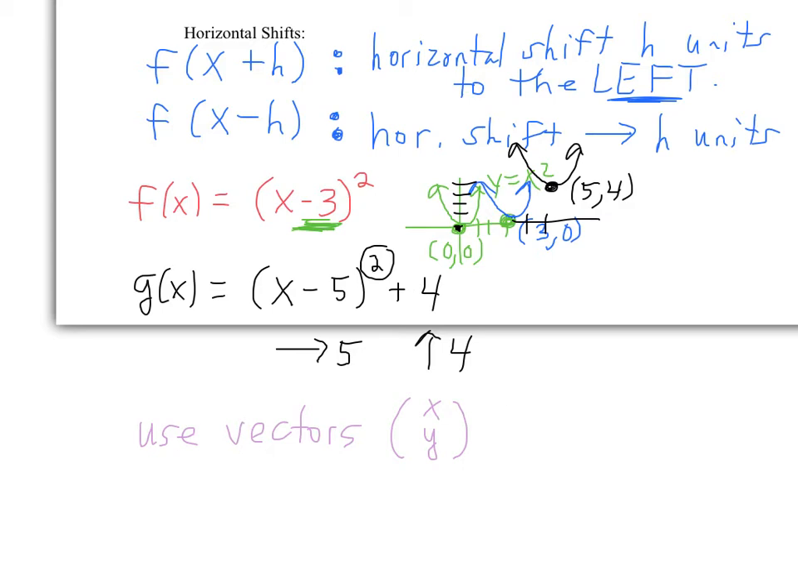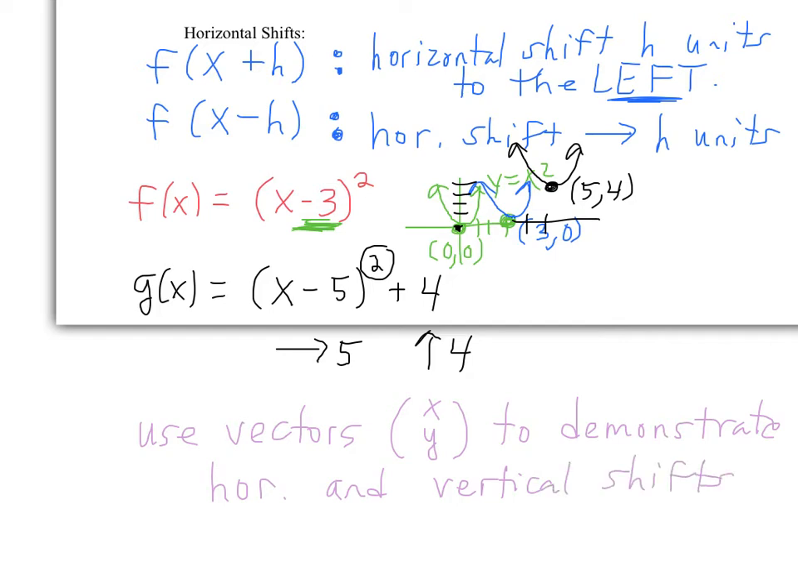So we're going to use vectors to demonstrate horizontal and vertical shifts. So in other words, up here, if I were to look at this example, I could have said that these changes of going to the right 5 and then up 4, if I'm going to the right 5, I put a 5 up top because that's where my x is, and then a y is on the bottom, so 4. So that would suggest a movement of 5 to the right and then up 4.